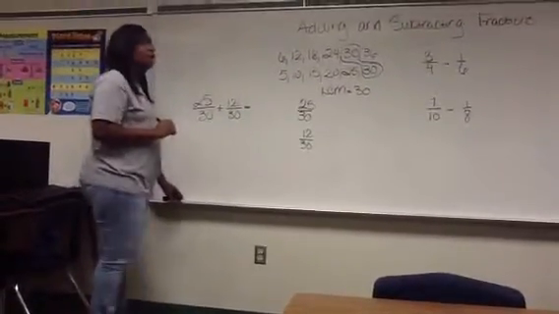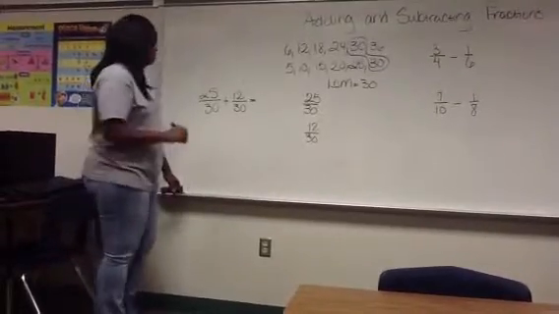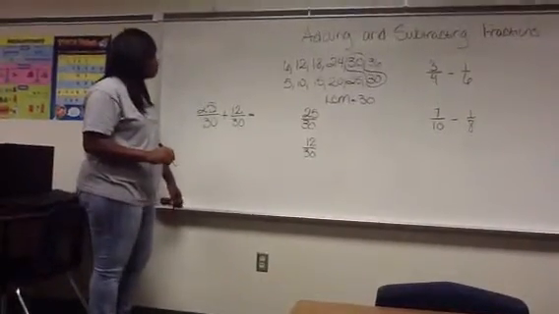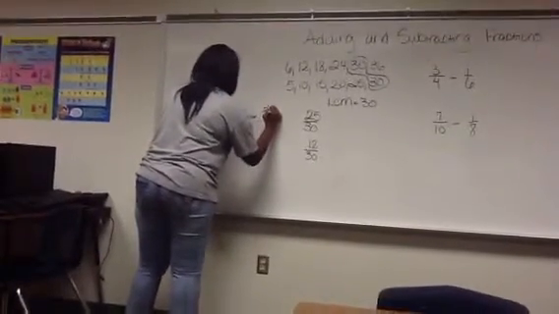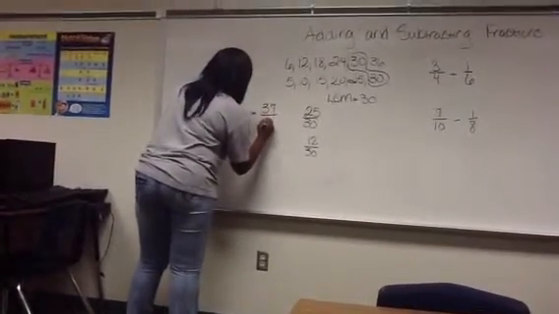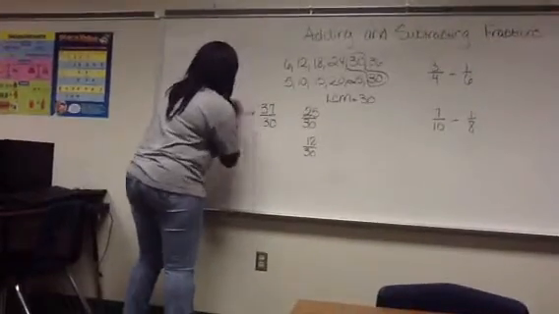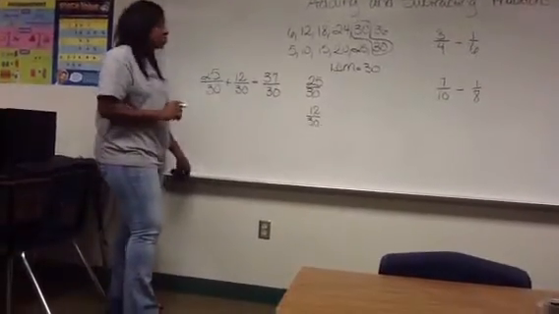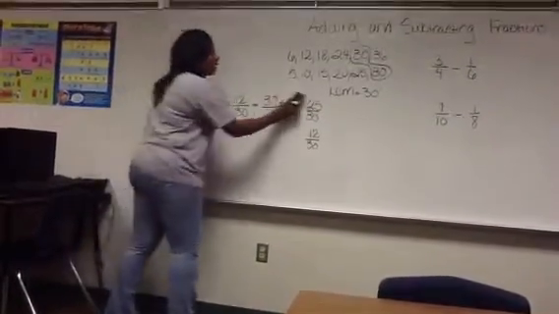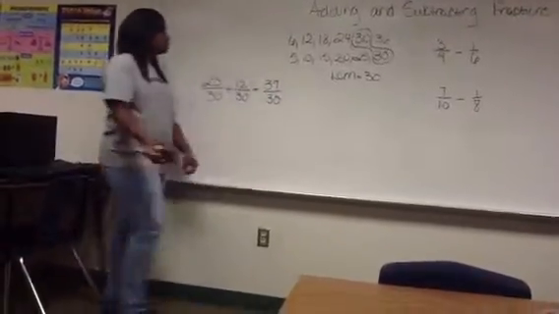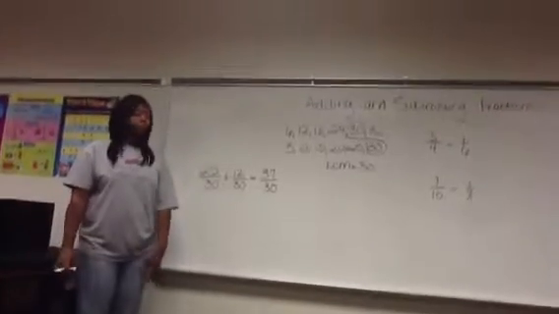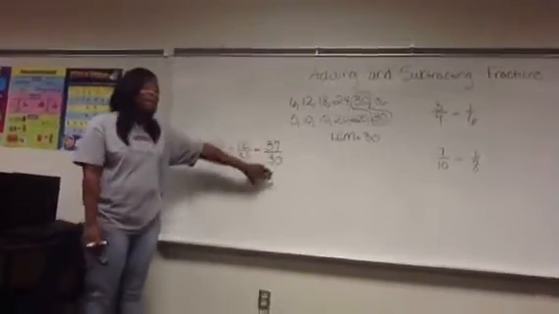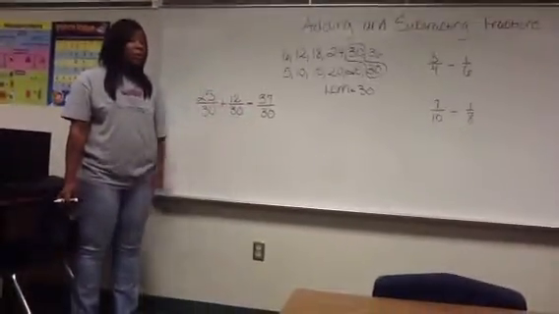And now, all I have to do is add. 25 plus 12 is 37. And my denominator never changed. But I know that some of y'all are looking at my answer, 37 over 30. That won't work. That is our answer, yes. We did add that correctly.